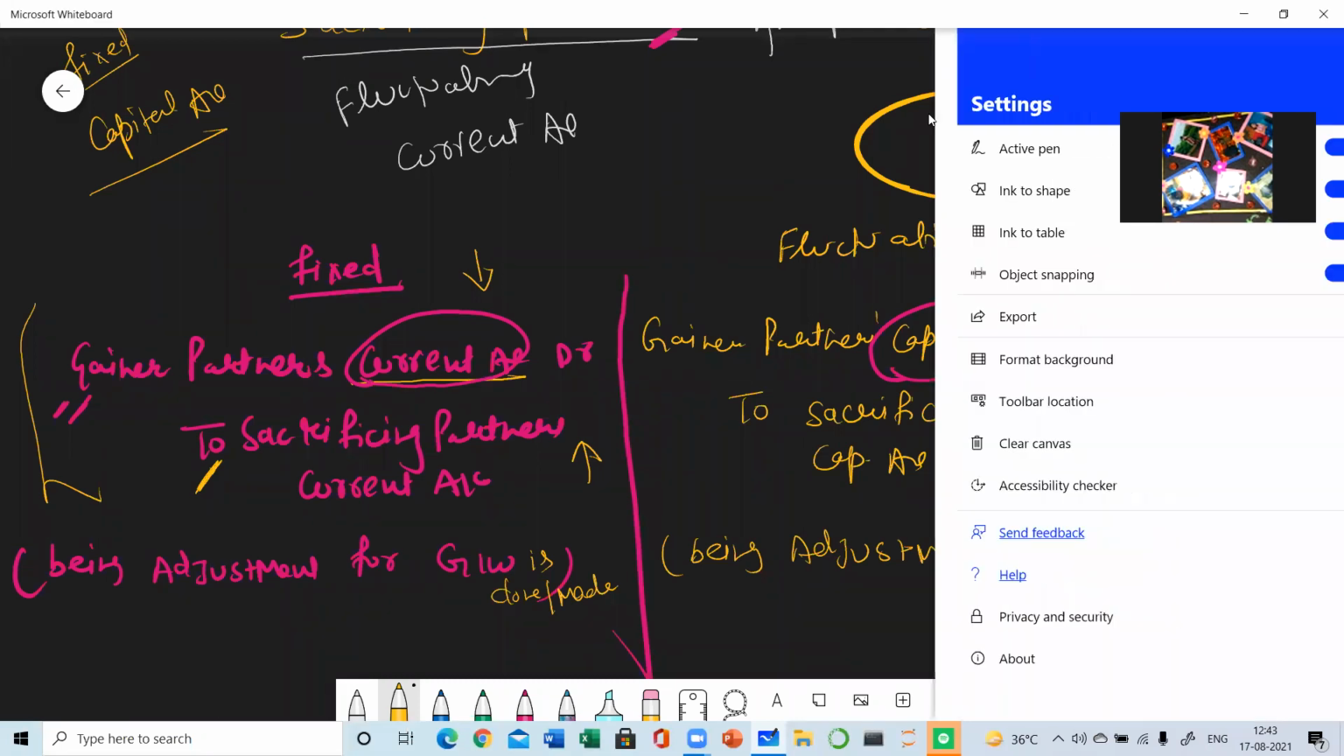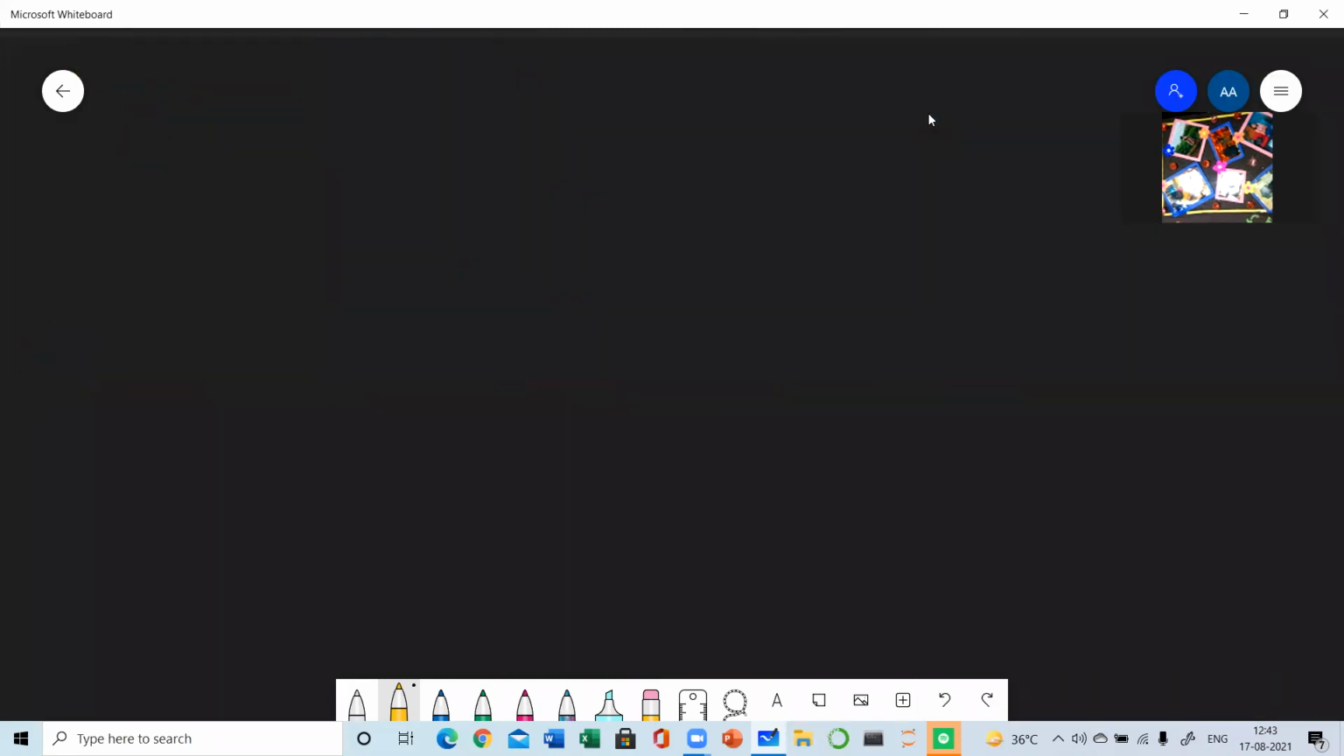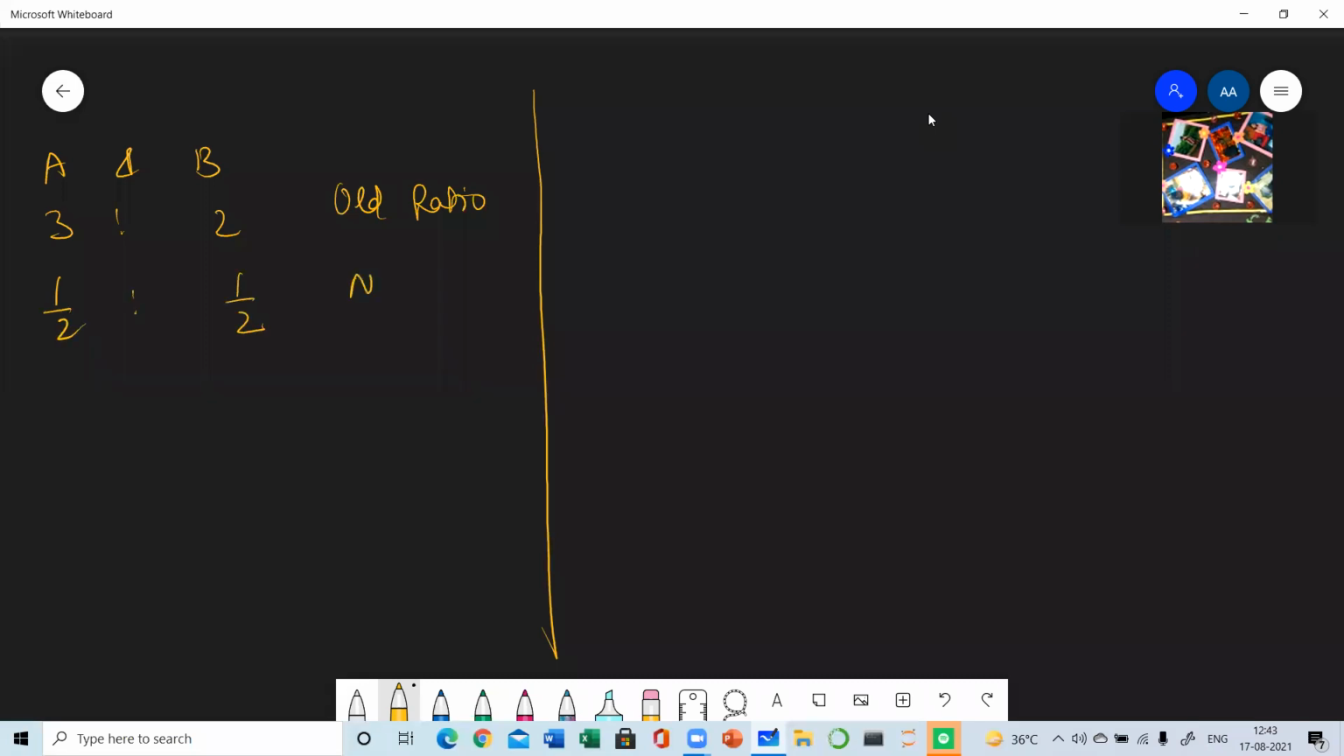for better understanding of the topic. I'm writing one question. For example, A and B are two partners and it is given that their ratio is 3:2. Whatever ratio is given in the question, that is always the old ratio. In the beginning of the question, this is always given. So this is the old ratio. With effect from 1st April 2021, they decide to share profits equally. So they have decided that in future, they will be sharing profits equally. So this is the new ratio.